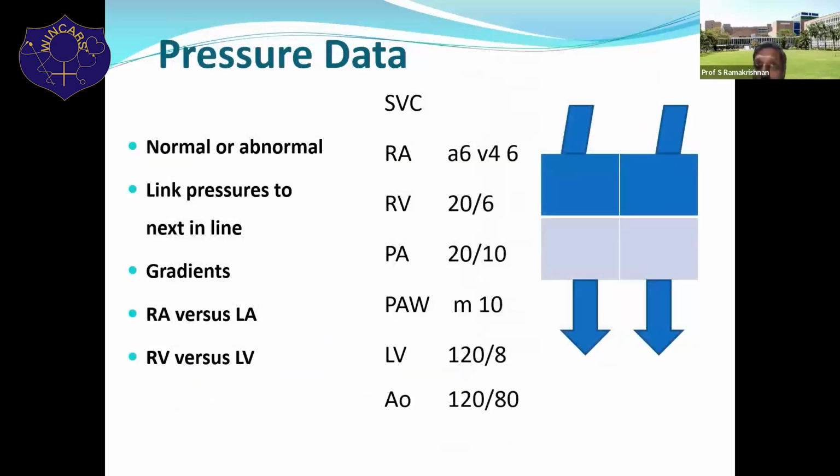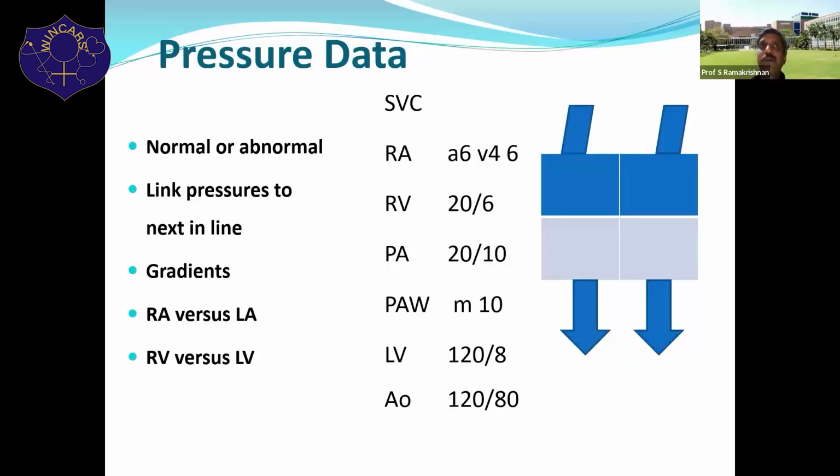The important thing is that you have to have an approach to the pressure data as well as the oxygen data that is thrown at you. So what is the approach? First, you should note whether they are normal or abnormal. The RA, RV, PA, wedge, LV, and aorta, whether they are normal or abnormal, you have to note that down.